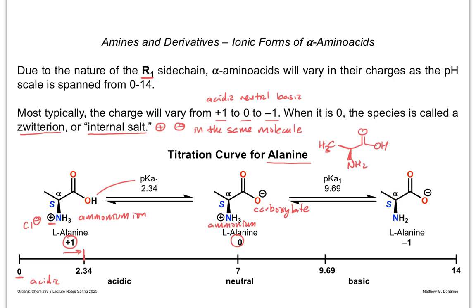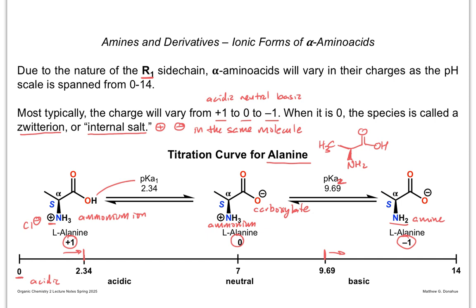Now, we keep dribbling in base in our titration, and eventually we're going to hit this second pKa2, at 9.69. The ammonium group then gets deprotonated to the amine. We lose that plus charge, we're left with the negative charge. And now above 9.69 to 14, overall that amino acid has a -1 charge.